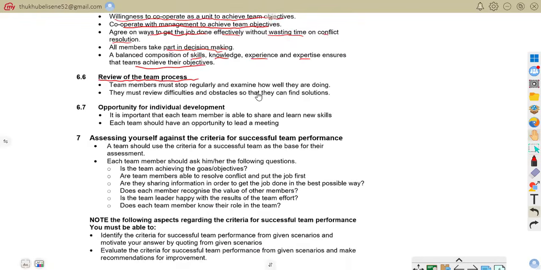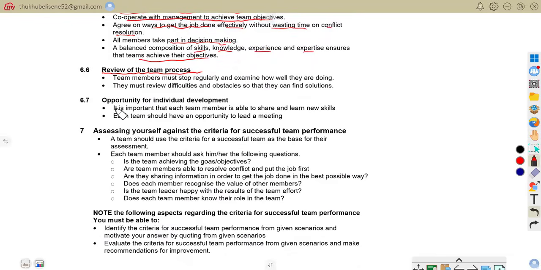Now moving on, opportunity for individual development. It is important that each team member is able to share and learn new skills. That's when they can develop. So team members must remain keen students throughout their lives. That is when they can improve, because they can learn new skills. So sharing is very important. Each team member should have an opportunity to lead a meeting for growth's sake.